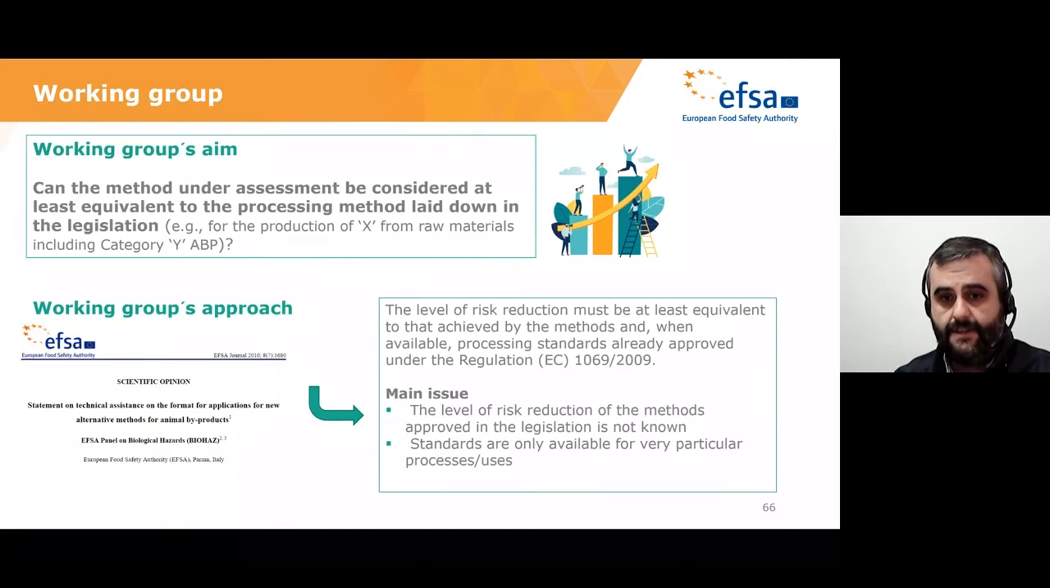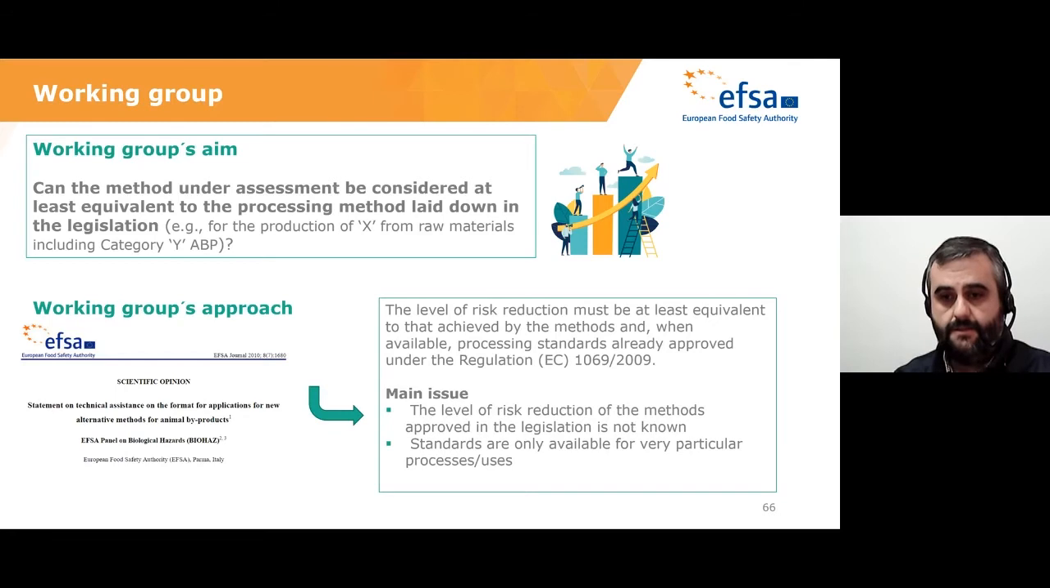And for that, we are following the technical assistance document that was published in 2010 in the EFSA Journal, and that, as Angel was saying, was followed and is translated in the regulation, where it's very clearly stated that the level of risk reduction of any alternative method that is approved must be at least equivalent to that achieved by the methods already included in the regulation and, when available, to any processing standards already approved in that ABP regulation 1069 of 2009.